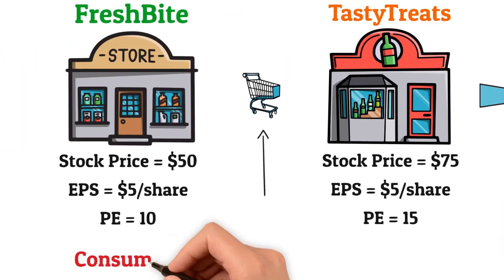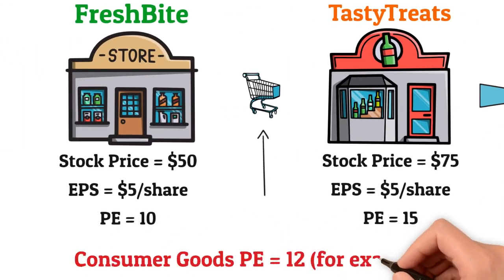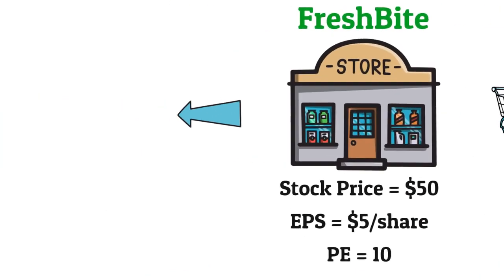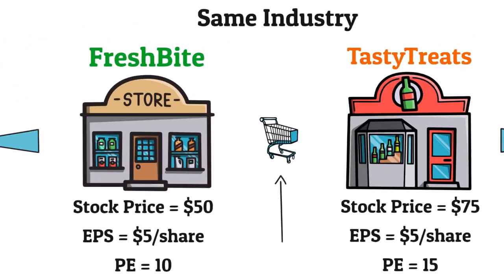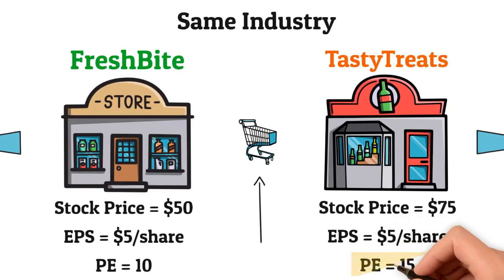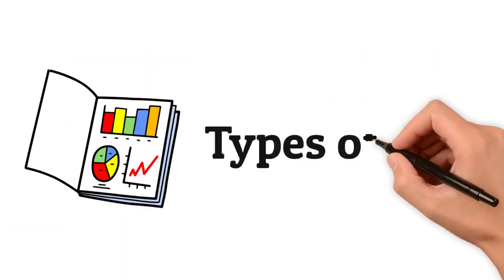By comparing their PE ratios to the industry average, let's say the average PE for consumer goods is 12, you might conclude: Freshbite might be undervalued because its PE of 10 is below the industry average. Tasty Treats might be overvalued unless its growth expectations are realistic, because its PE of 15 is above the industry average. However, there are different kinds of PE ratios.